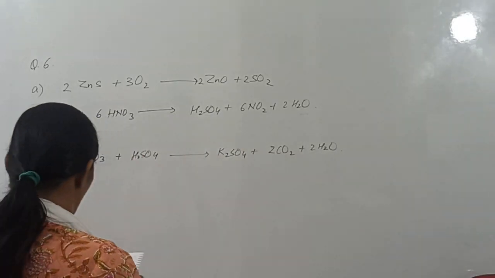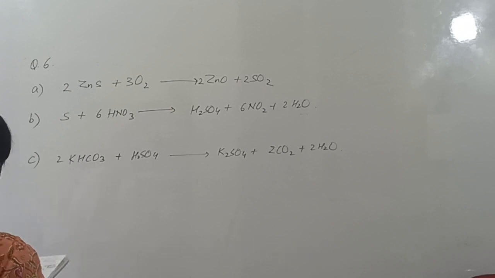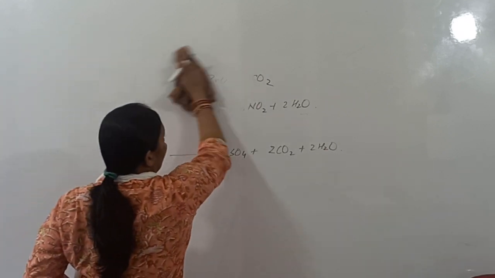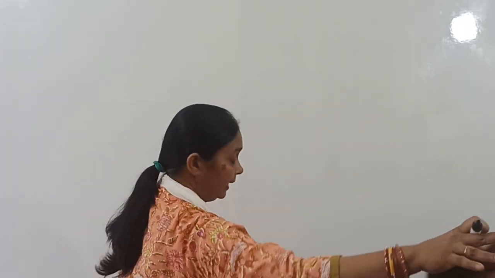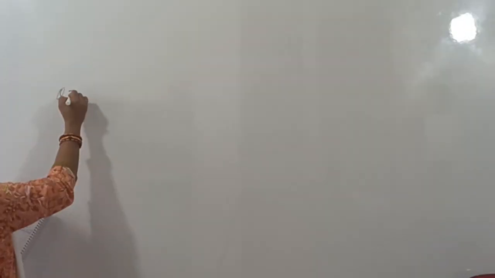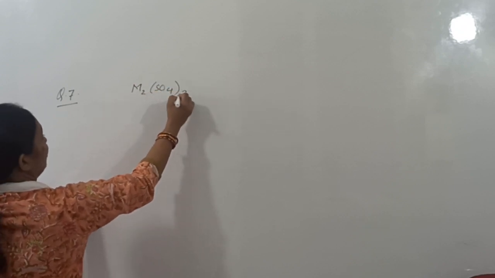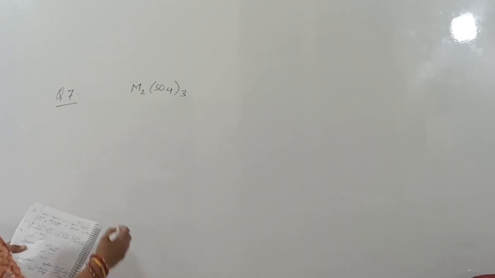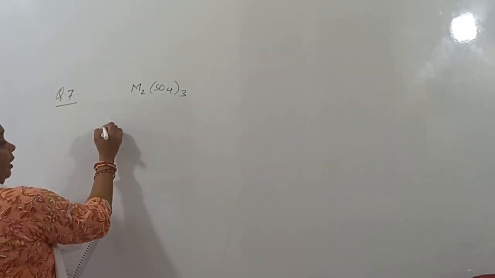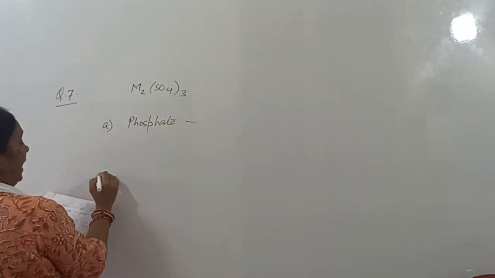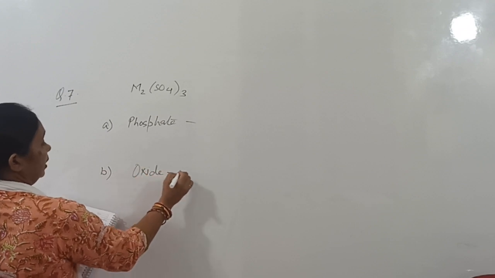Now next, question number 7. In question number 7, a formula is given to you. The formula is M2(SO4)3. You have to tell, for this metal M, what will be the formula for its phosphate and for its oxide.